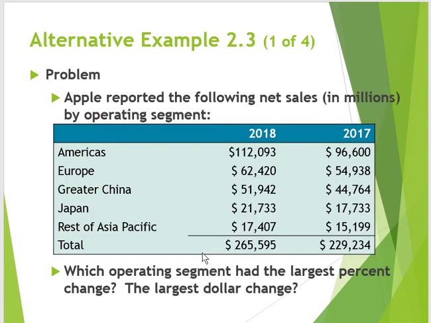So Apple has this information, right? They have reported the following sales. Here are the different areas of the world that Apple works in. And from 2017 to 2018, there obviously were some changes. So the question is, which operating segment had the largest percent change, and which one had the largest dollar change?